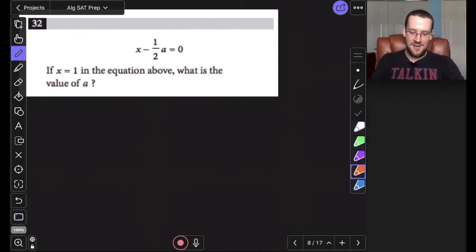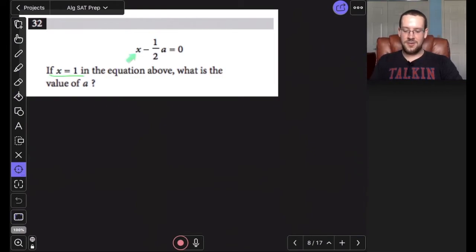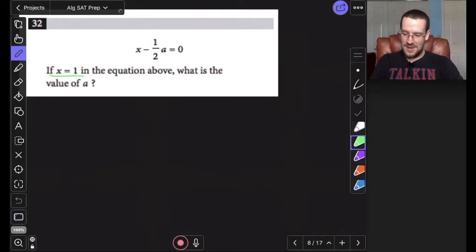If x is equal to 1, what is the value of a? So some people might see this and be like, whoa, we have too many variables. I don't know what to do here. But they're telling you that x is not a variable. X is a number. X is 1. If x is 1, so just rewrite this. X is 1. Then what are we going to do here?